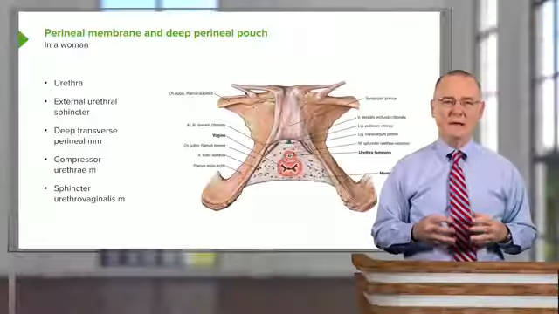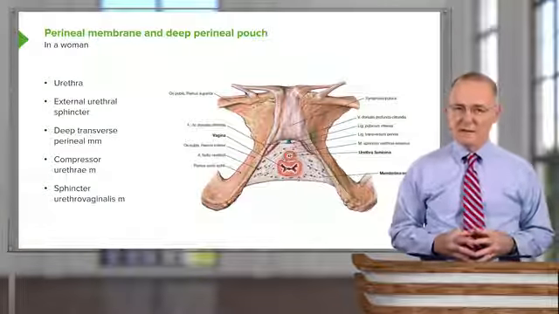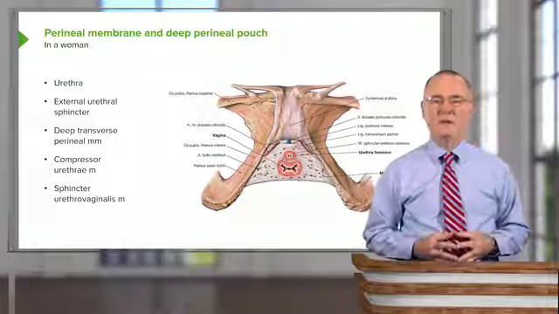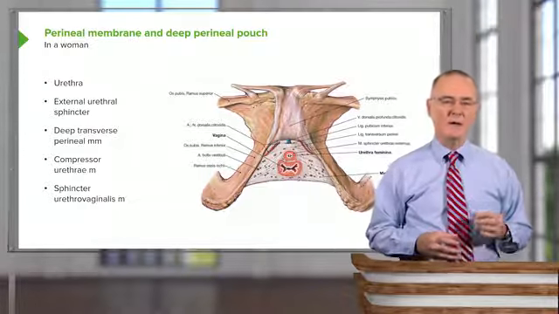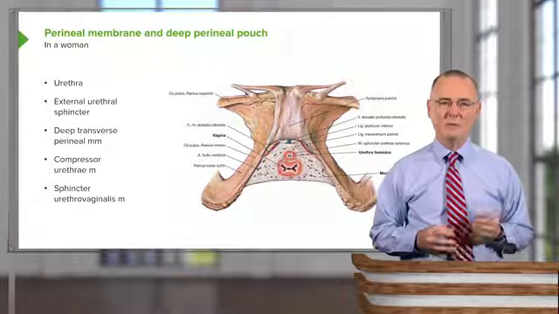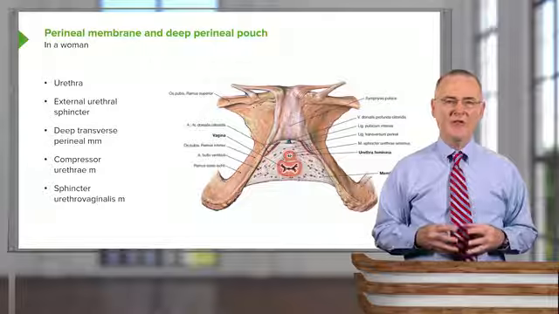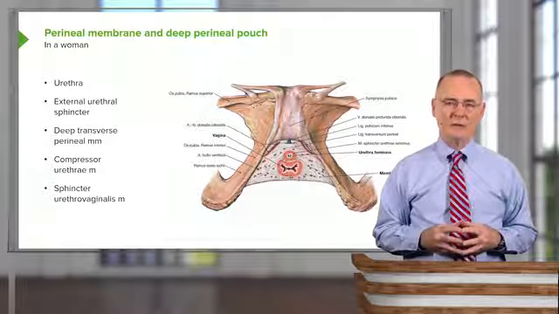But two structures that are unique in women, which are not depicted here because the membrane is intact in place and is covering them up, but two structures unique to the deep perineal pouch in a woman would be the compressor urethrae muscle and the sphincter urethrovaginalis muscle.